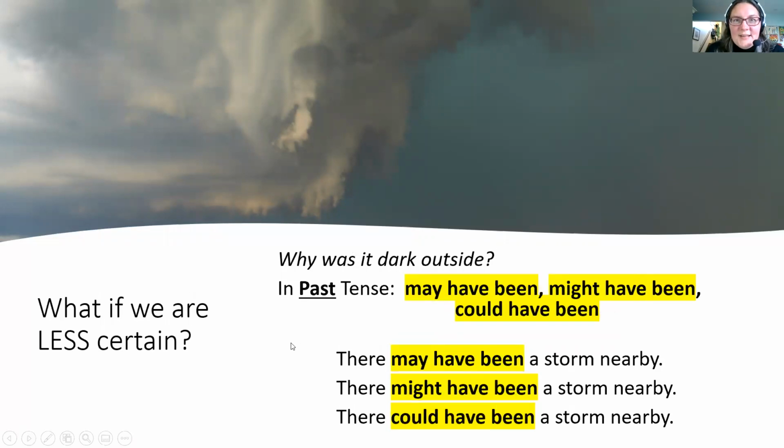Why was it dark outside? Okay, now here's how to take those modals and turn them into the past tense when we're taking a really good guess. Do you see how it's done? Oh, so similar, right? May have been, might have been, could have been. Yeah, you've got it. There may have been a storm nearby. There might have been a storm nearby. There could have been a storm nearby. Remember, it all means the same thing. But this is your construction for throwing your guesses into past tense.